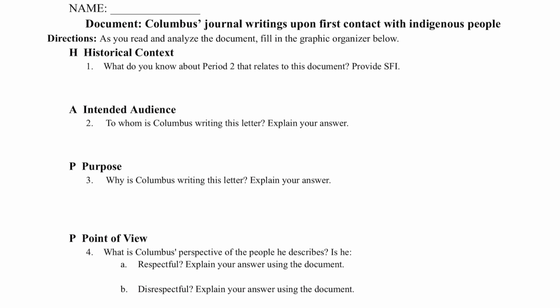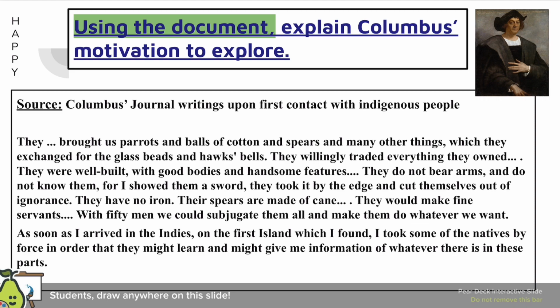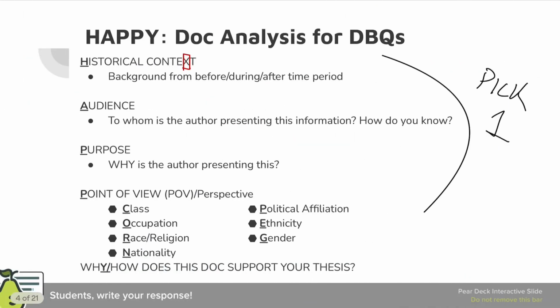So H in HAPP is historical context. We know that that means background information. So what background info do we have for this document from before period 2, 1450 to 1750, during period 2, or after period 2? And even though it doesn't explicitly say, hey, this is written in 1492, we know that it is, because we know that Christopher Columbus sailed west in 1492, and this is his first contact with people in the New World.